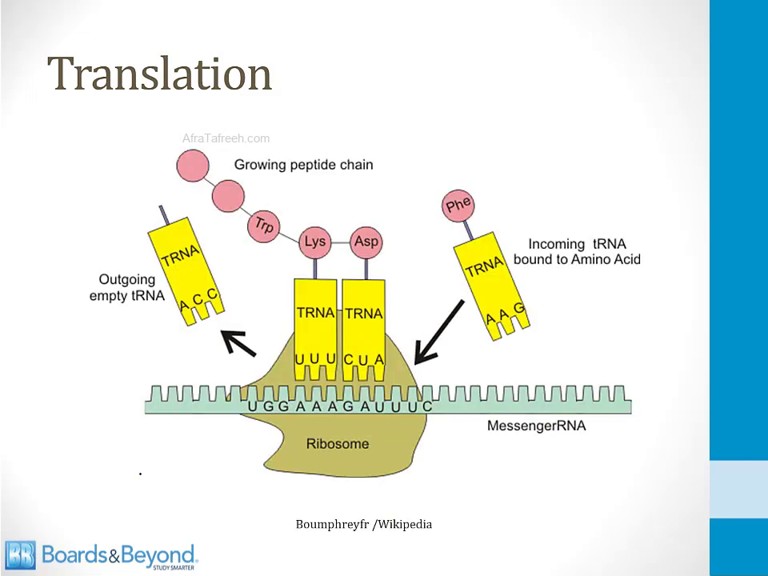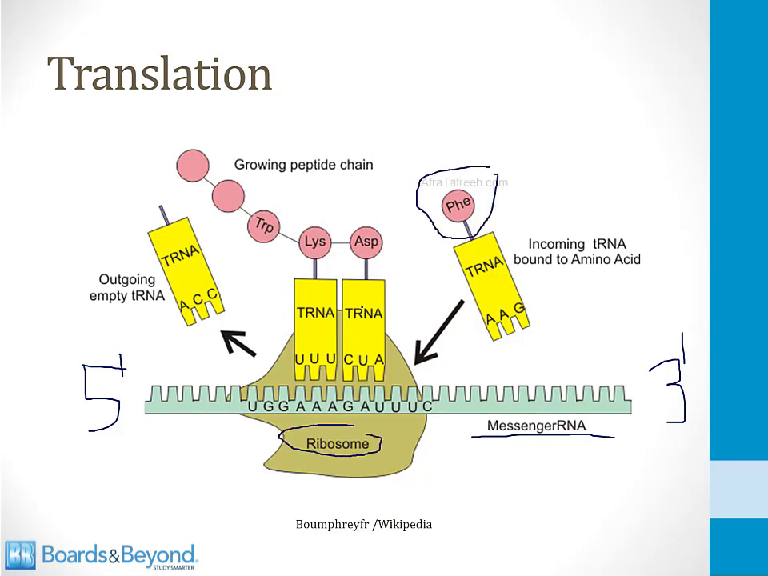We're going to get into the details of translation in this video, but first I just want to give you the big picture. So shown on the screen is a molecule of messenger RNA. This is the 5' end over here on the left. This is the 3' end over here on the right. The piece of messenger RNA is bound to a ribosome, and then tRNA molecules are bringing in amino acids, and the tRNA molecules are binding to the mRNA, and the amino acids are being linked into a growing peptide chain. That's how our body makes proteins.